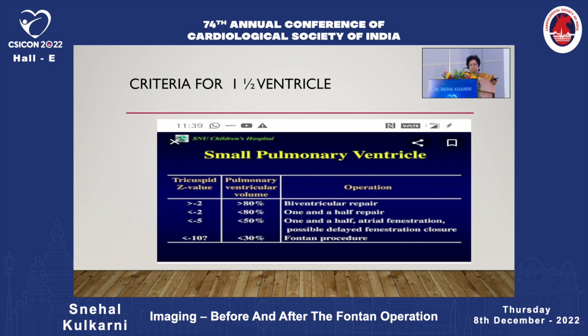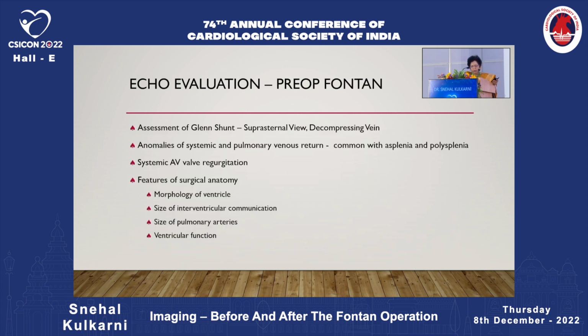How we assess is depending upon the tricuspid valve Z-score, whether it is less than -2 or normal range, or more than -2. So depending upon -2 to -4, or less than -4, we can assess the RV cavity and take a decision on whether you need to go for a 1.5 ventricle repair. And after the Glenn, it's a pre-Fontan echo evaluation.